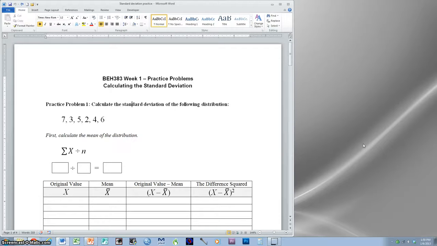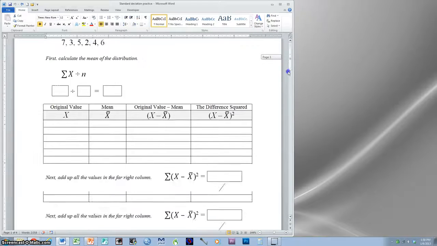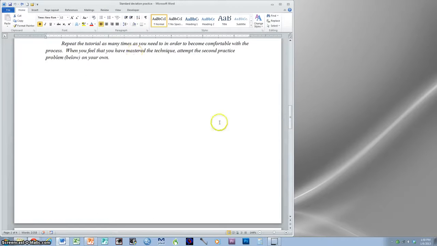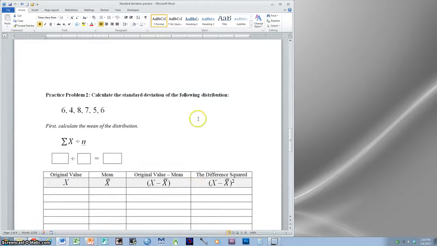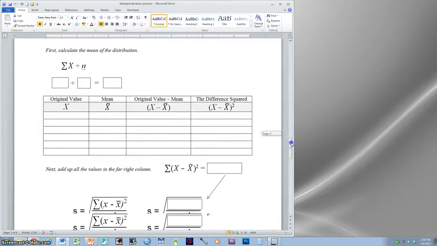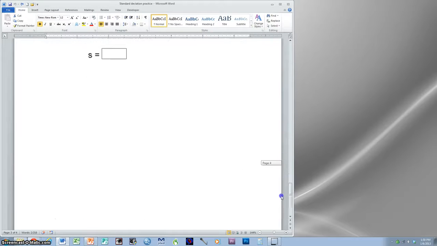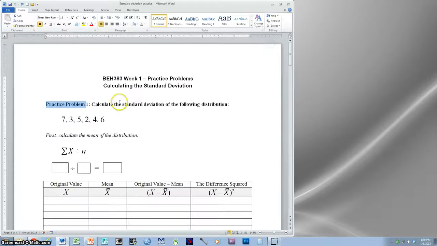So we'll go through, there's two questions here on the thing you download. There's two problems, practice problem one. We're going to go through that together. And there's this little thing here. And then it says practice problem two with a different set of numbers. And then you do these by yourself. And then you save it and upload it to Blackboard, and you get participation points. So it's not graded, but you get points for participating and completing the assignment.